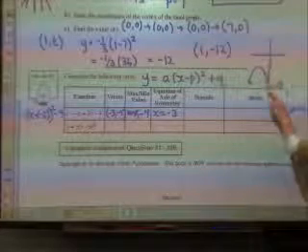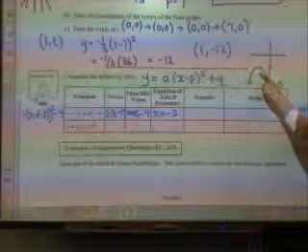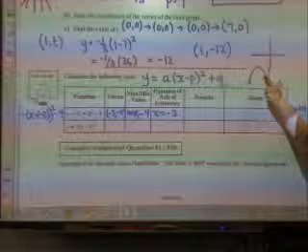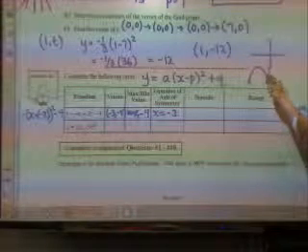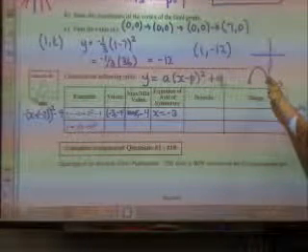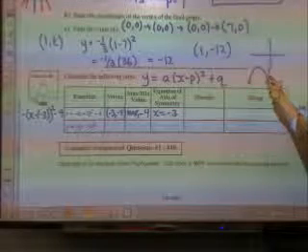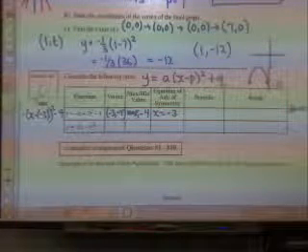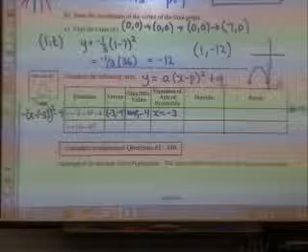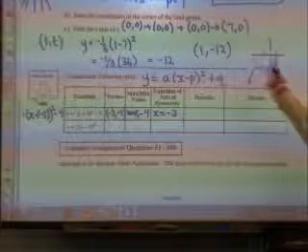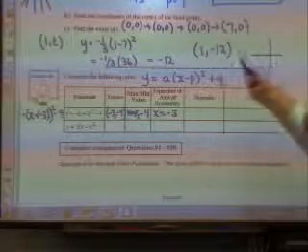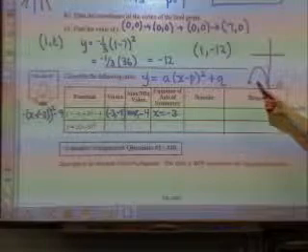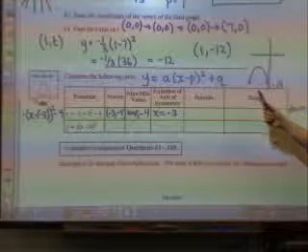If this graph opens down and looks like this, does it have any zeros to the equation? How do I know it doesn't have any zeros? What is it missing? How do the zeros connect to the graph? Oh, it doesn't intersect the x-axis. It doesn't have any x-intercepts. So without any x-intercepts, there's no zeros, which means there's no roots. So I can't solve that equation.